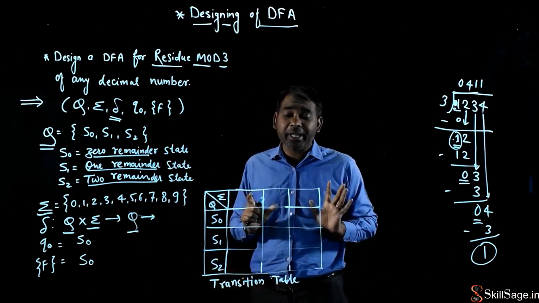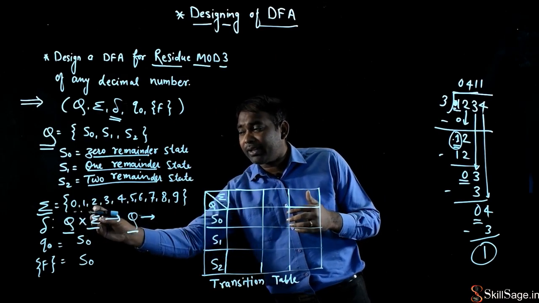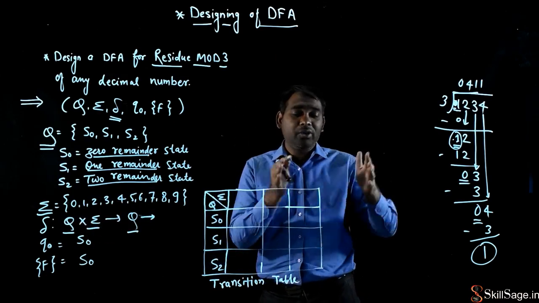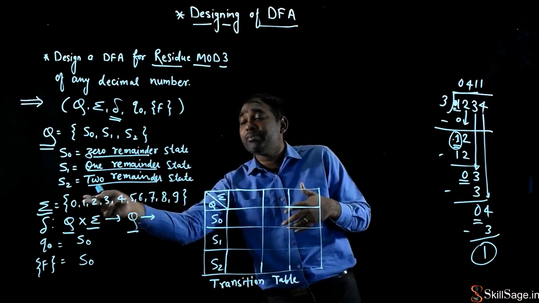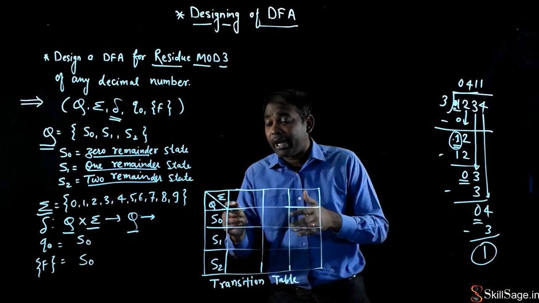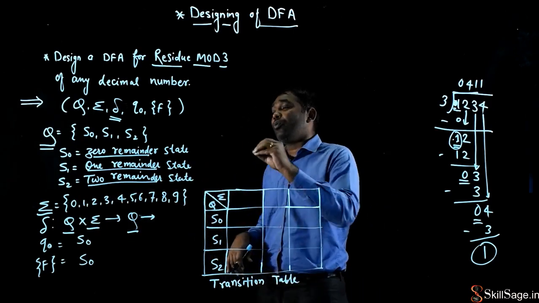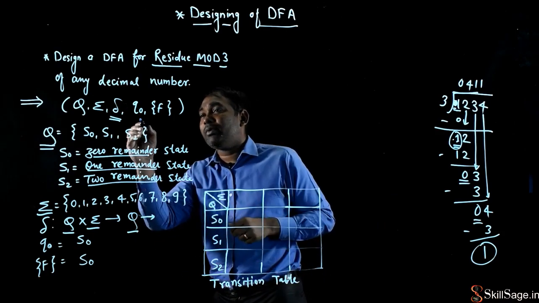This is my transition table. Here, the transition table works on the current state versus input symbols. I am going to have 10 input symbols here, from 0 to 9, and for all of 0 to 9, I need to find out the transition for all 3 states. So here, what is my next tuple?